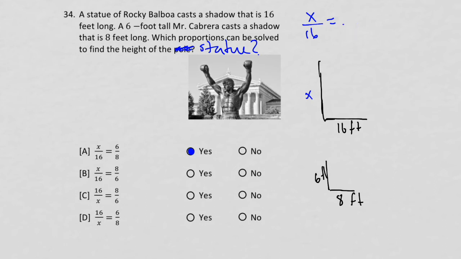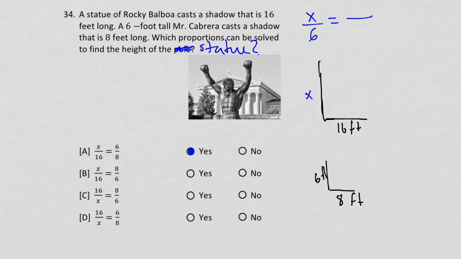Let's try another one. What if instead of x over 16, I chose the other number that also goes with x, which was 6, right? X over 6. Again, why that one? Because they're both heights. X over 6 equals, since I'm doing height of statue over height of person, I'm going to do the same thing on the other side.